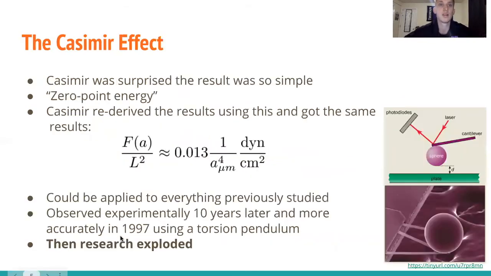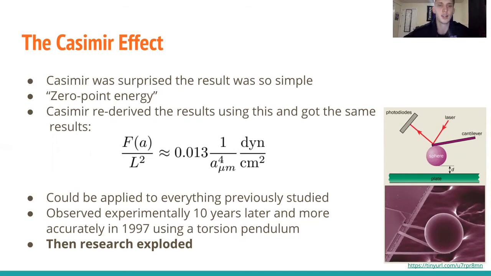So using a perturbative quantum electrodynamic method, using a bunch of complex math, they were able to get the results, which you can see here for two perfectly conducting parallel plates. This was after they got their other results. And Casimir was really surprised that his result was so simple after doing all this complex math. And so while thinking about his results, he got in touch with Niels Bohr, who was a pretty famous quantum physicist. And Niels Bohr mumbled something under his breath about a zero-point energy.